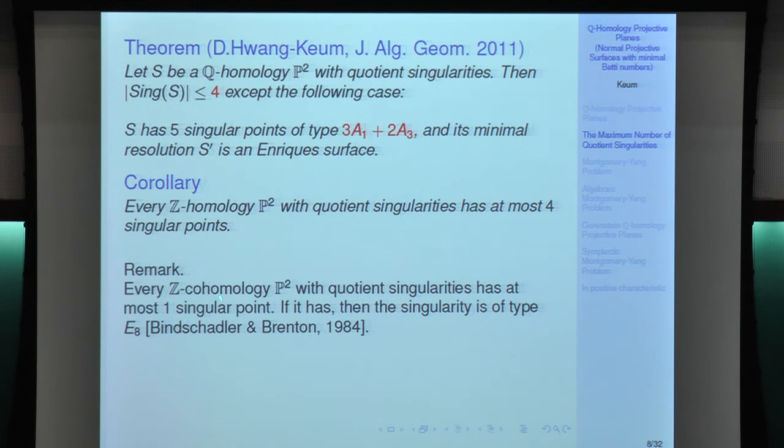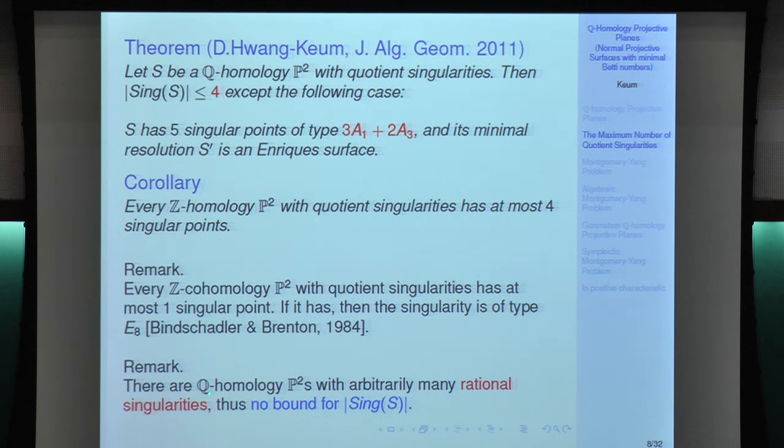And then why not rational cohomology P2? In this case it's nothing but a Q-homology P2. As long as the intersection form is non-degenerate, any Q-homology P2 is a Q-cohomology P2. So in this case, only the non-degeneracy matters.